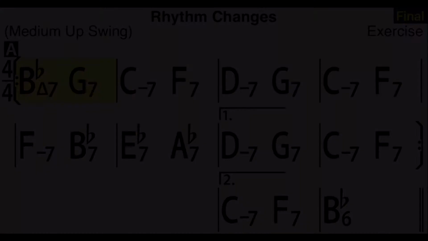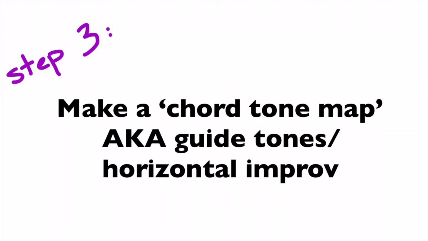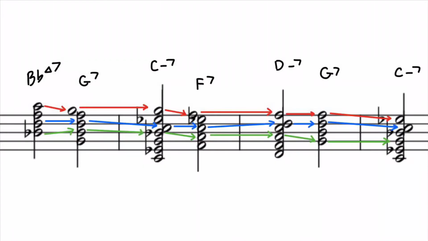Just like that. Step 3 is string our chords together. You might have heard this before as guide tones or horizontal improvisation, but the concept is pretty much the same for any technique. All we're doing is we're picking one note from each arpeggio, and then we're going to try and connect our chords by making sure that our notes are in stepwise motion, so either a half step or a whole step apart. Once you have it down, it should sound like this.